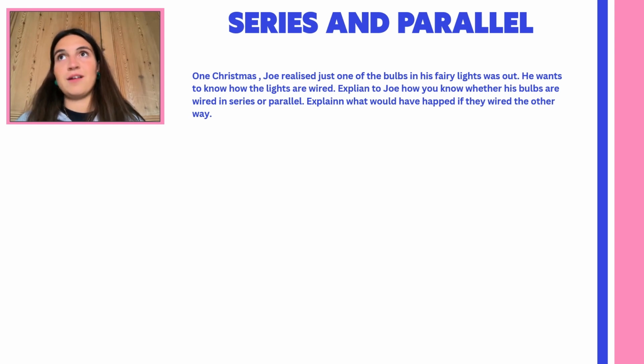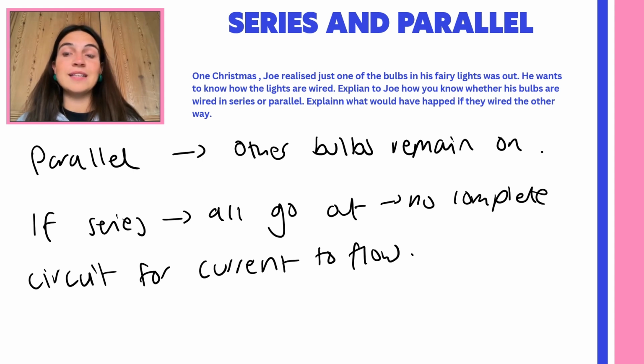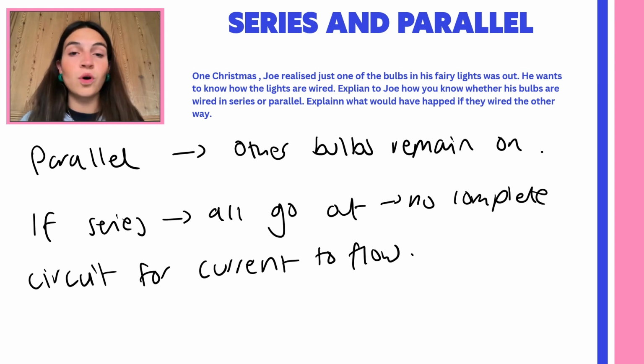So, Joe, I think that your lights are wired in parallel. Why? Because only one of them went out, which means all of the other ones remained on. That's only possible in a parallel circuit because they all have their own separate branches that they can then complete the circuit. So, if they had been wired in series, I would have expected them to have all gone out because you would have basically made a gap in your circuit. You would have no complete circuit for your current to flow.